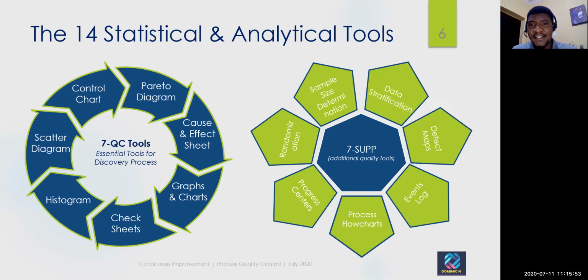So these are the SUPs, the other ones which ASQ has put in place. So we're looking at process centers, process flow charts, event logs, defect mapping, data stratification, sample size determination, randomization. Some of these things, there's a plan to do the Define phase for Six Sigma next week, so we'll be looking at some of these things in detail next week, and you'll understand better how they play.